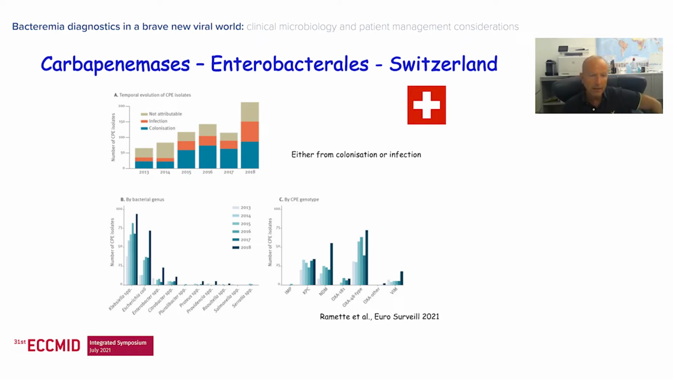And if you look at the bacterial genus of those different isolates, you see here that Klebsiella pneumoniae is the pathogen number one, just followed by E. coli and Enterobacter. And if you look at the carbapenemase determinants, you see that OXA-48, NDM, and KPC are in the top three of the carbapenemases, as in many other countries, and especially many other European countries.